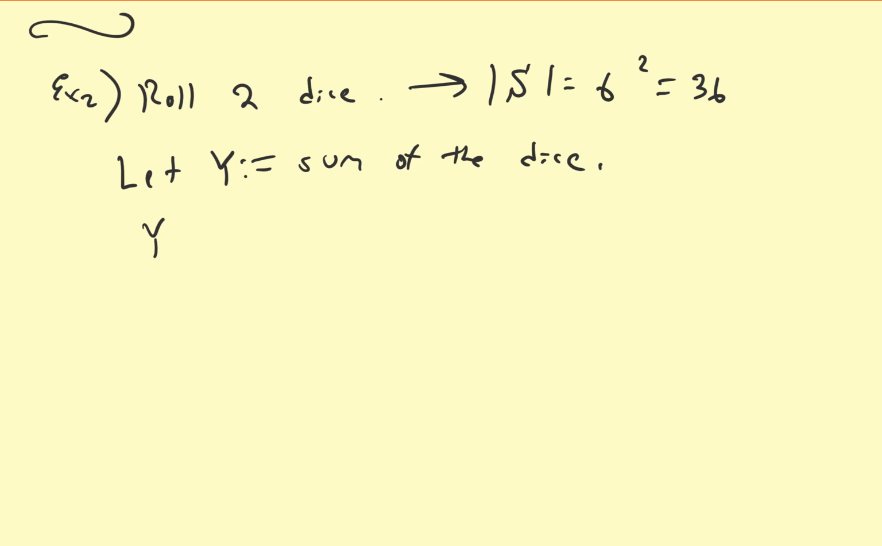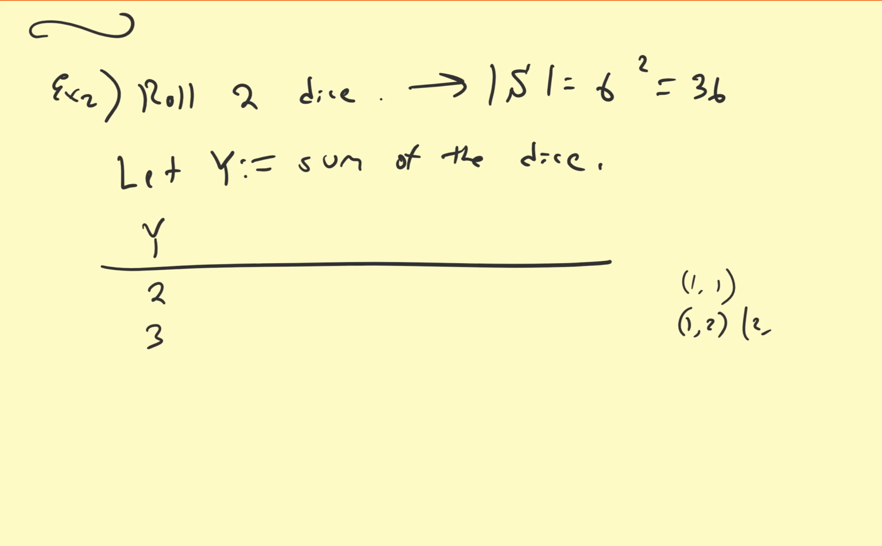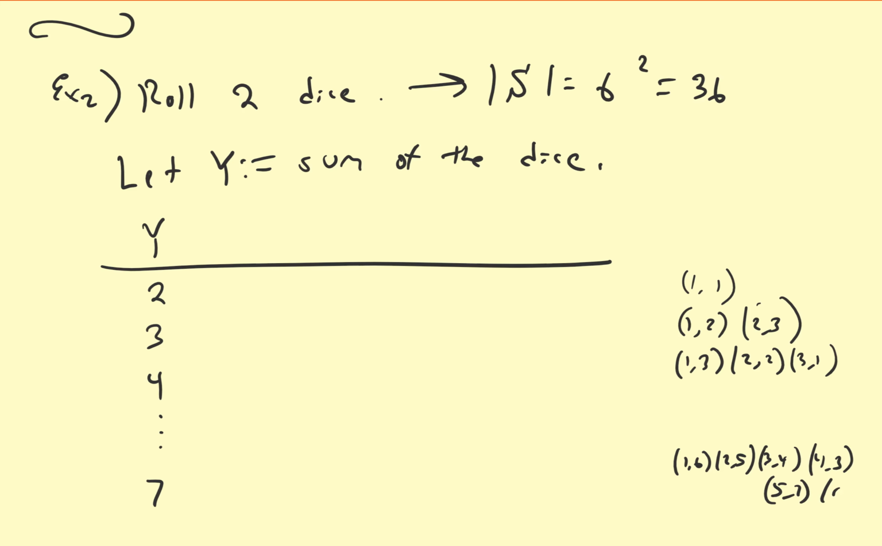So what are all the possible values associated with y? So y can range from 2. This is coming from the event 1, 1. You could get 3. This is going to give us 1, 2 and 2, 1. 4 is coming from 1, 3, 2, 2, and 3, 1. All the way down to, let's go to 7. So how can you get 7? Well, 7 is going to come from 1, 6, 2, 5, 3, 4, 4, 3, 5, 2, and 6, 1.